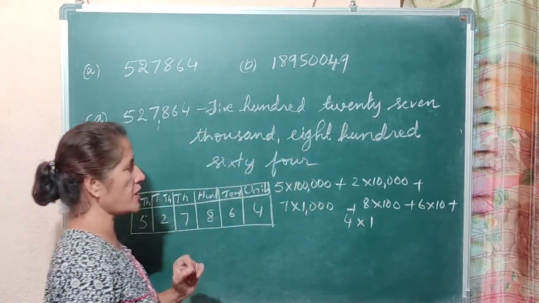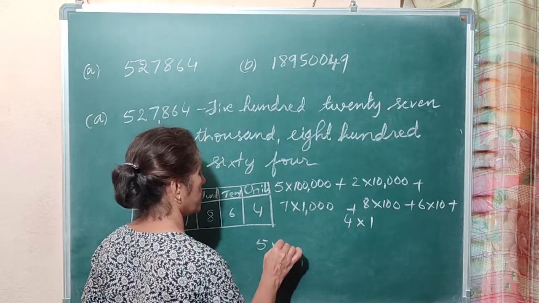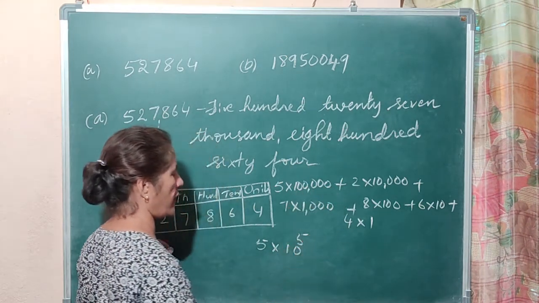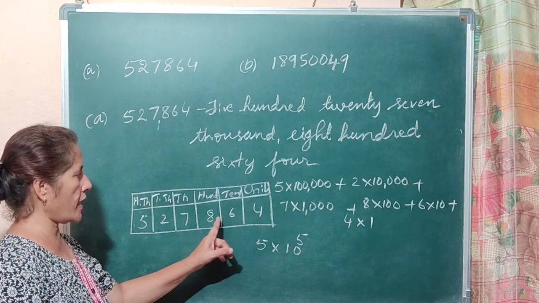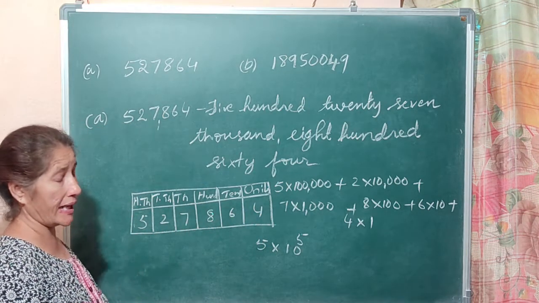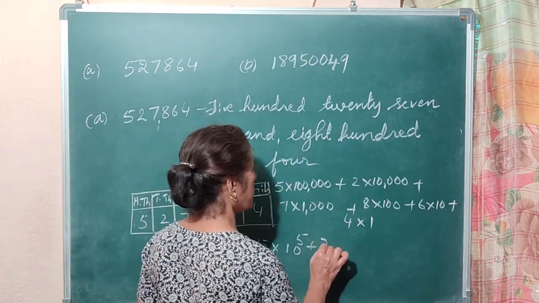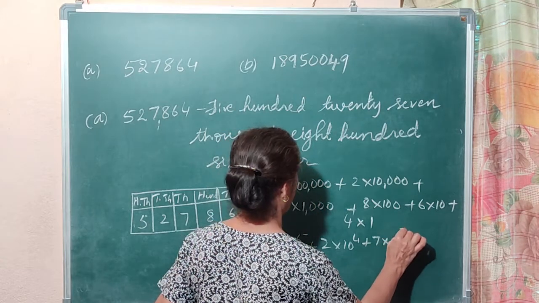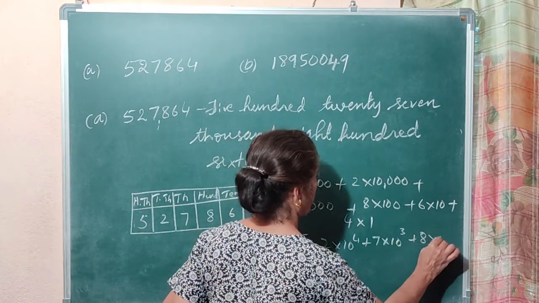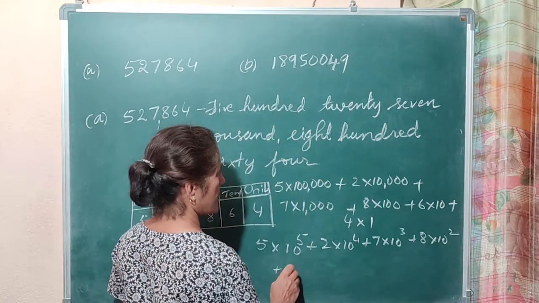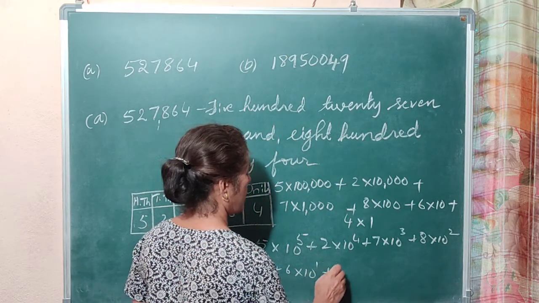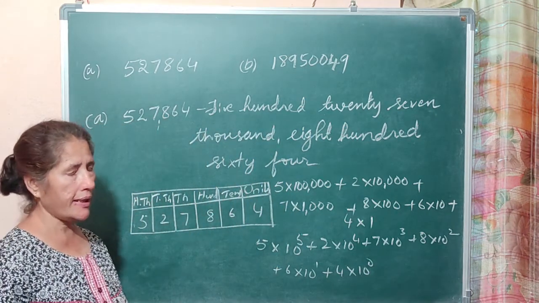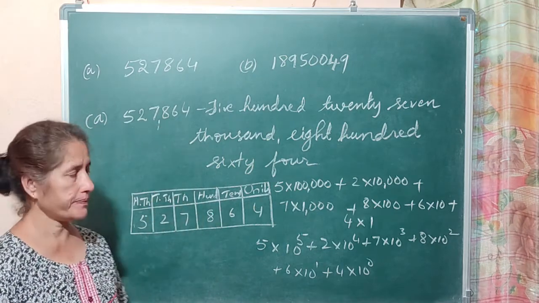How do you write this in powers of 10? 5 into 10 to the power of 1, 2, 3, 4, 5: 10 to the power of 5. Let us verify: 10 to the power of 0, 1, 2, 3, 4, 5. You are right. Plus 2 into 10 to the power of 4 plus 7 into 10 to the power of 3 plus 8 into 10 to the power of 2 plus 6 into 10 to the power of 1 plus 4 into 10 to the power of 0. I hope you understood clearly. Let us move on to the next question.